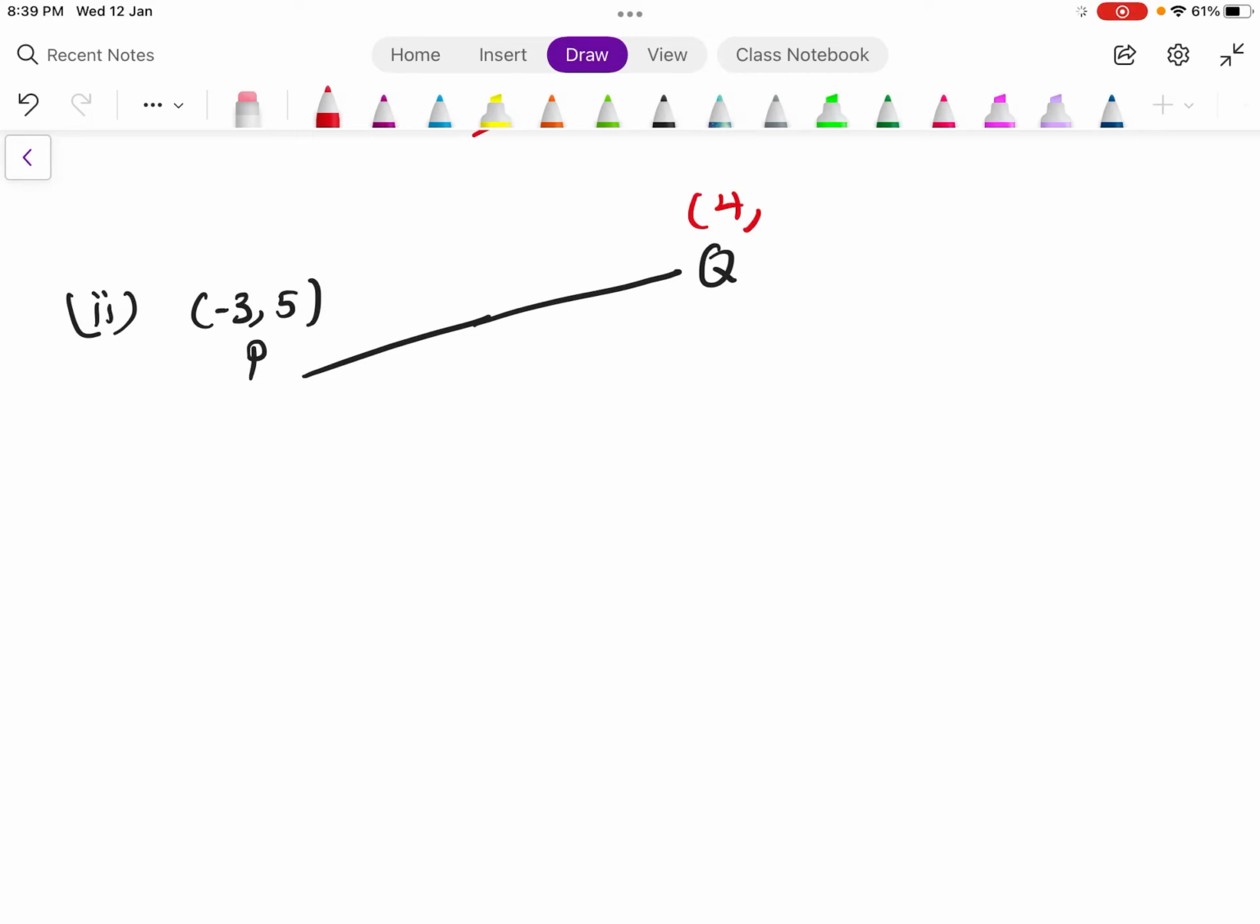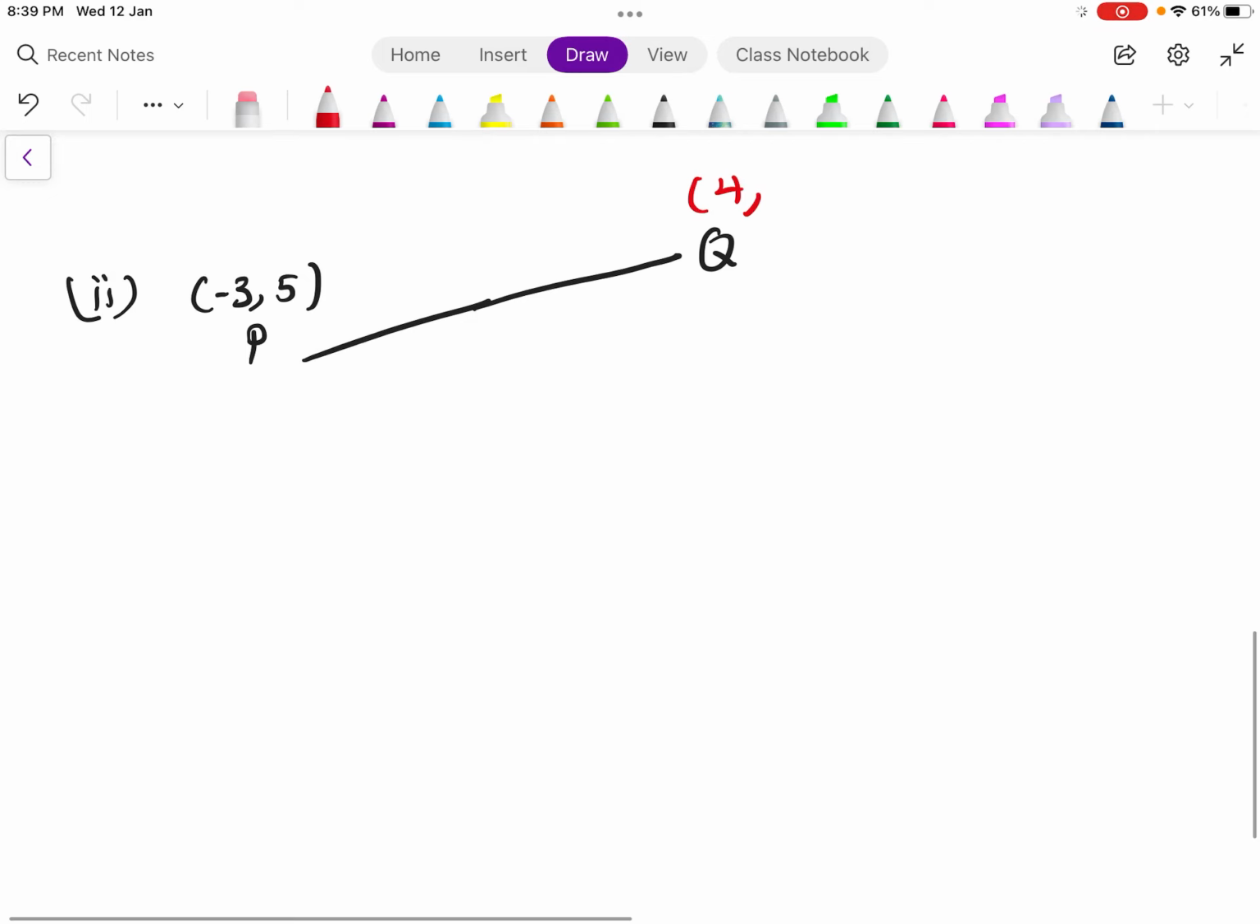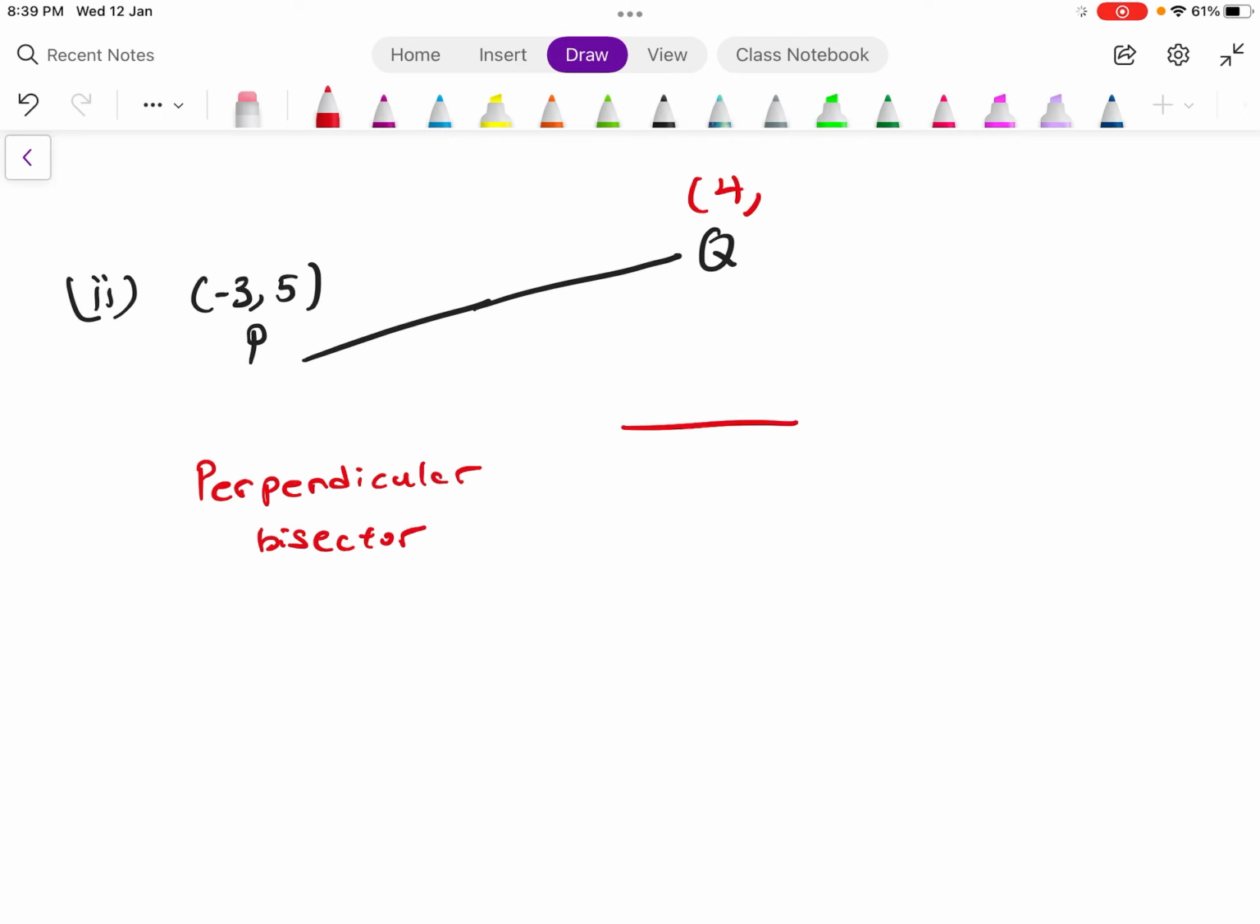Alright, so let's go to question 8, part 2. We are required to find the perpendicular bisector of PQ, right? Remember, perpendicular bisector. Perpendicular bisector means these two lines are perpendicular. Of course, you think of perpendicular lines, right? If I have two lines that are perpendicular, there's some relationship between their gradients.